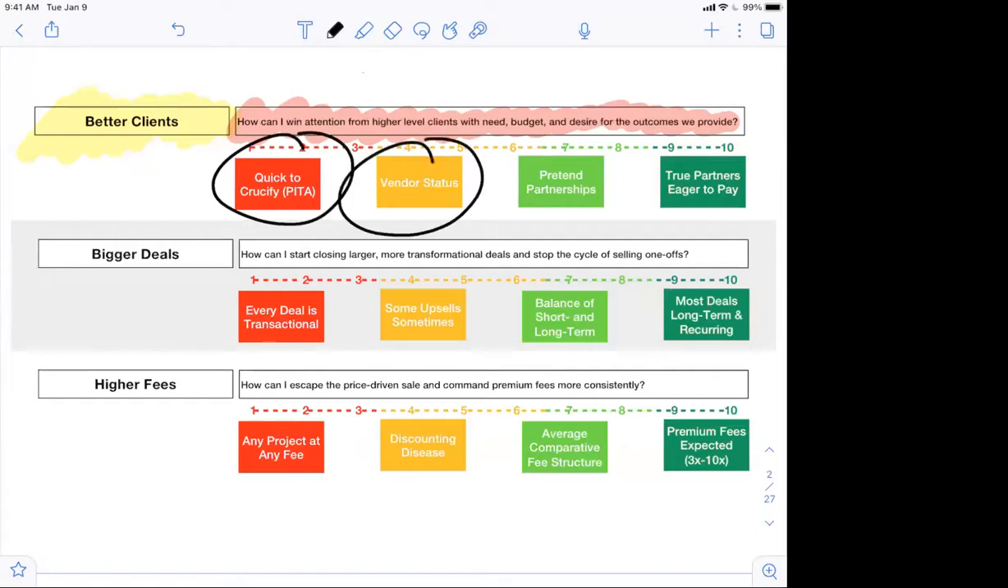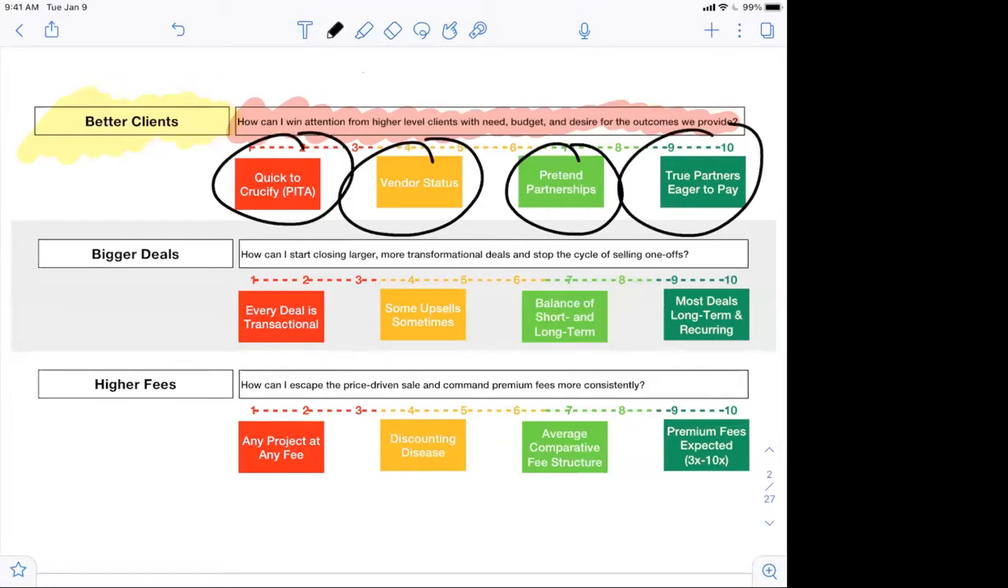4, 5, 6 is vendor status, where you're getting the work, but you're really sort of a vendor. There's no real relationship, and they'll drop you like a hot potato if something better comes along. 7, 8, and 9 are what I call pretend partnerships. These clients are better, but they will still leave you if something better comes along. Or you'll have a long relationship with them, 10 or 15 years, until, God forbid, you make a mistake, and then it's over. Where you really want to get to, a 9 and 10 on this scale, is true partners who are willing to pay, able to pay, and eager to pay.